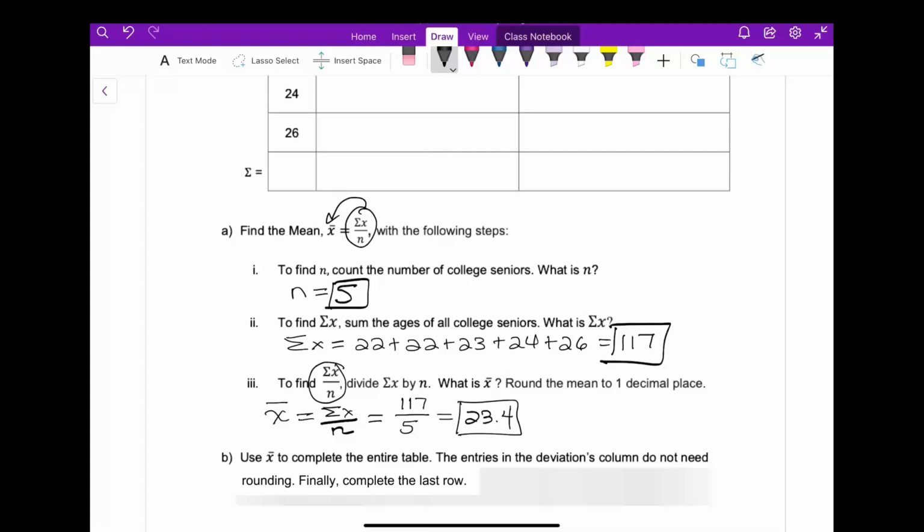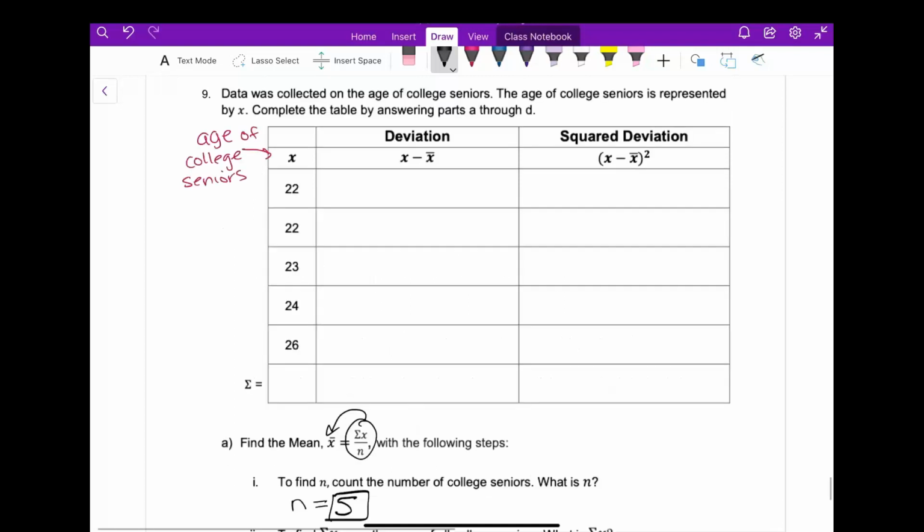So we're going to use X bar to complete the entire table. The entries in the deviations column do not need rounding. Finally, complete the last row. If you felt a little overwhelmed, come back and look at this. It says use X bar to complete the entire table. So I come up here and I'm like, why do I need X bar? Oh, because it's here.